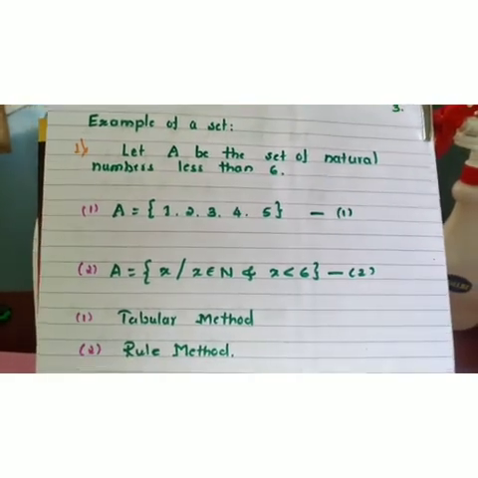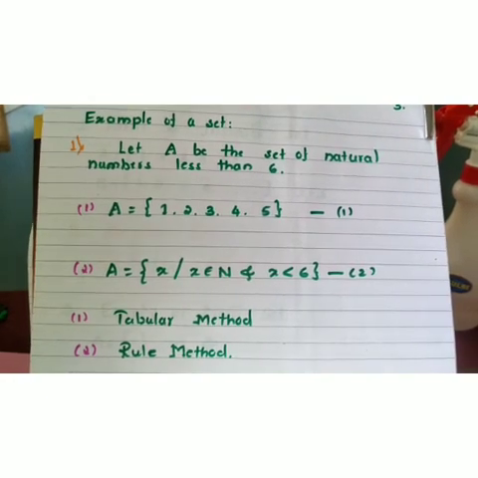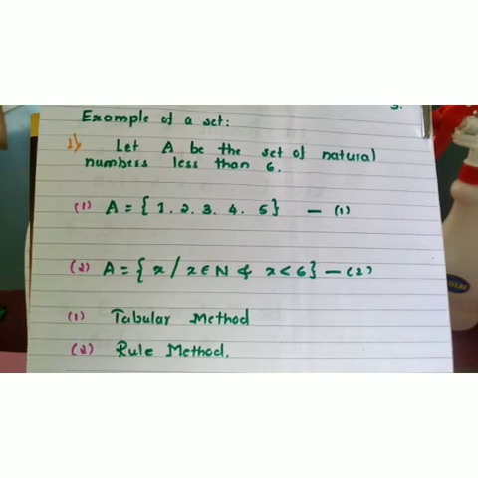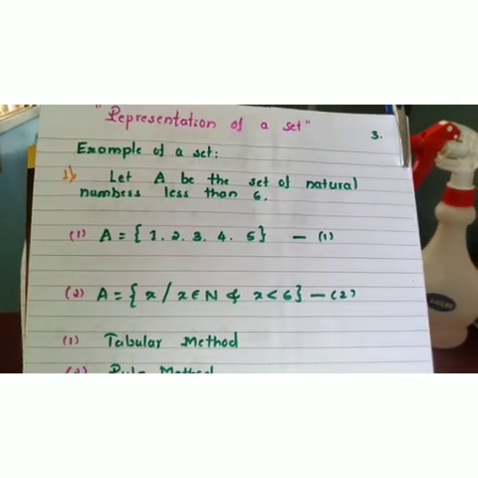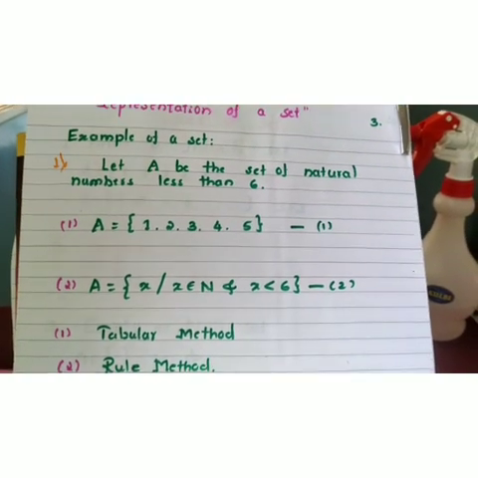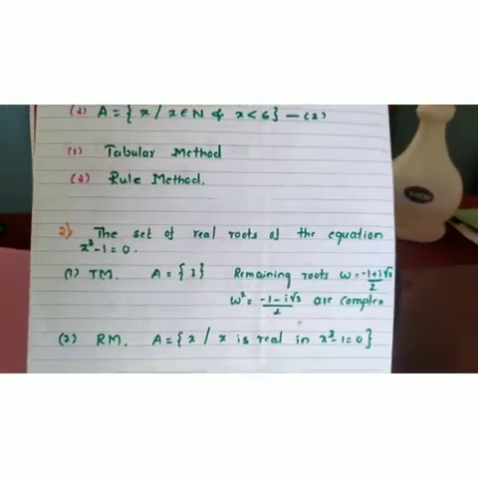What is the next method, the symbolic method? That symbolic method is the rule method. That means we represent the set by means of a certain rule. So it is called the rule method. Therefore, representation of a set has two methods: one is the tabular and the other is the rule method. Okay, well, let us take another example.